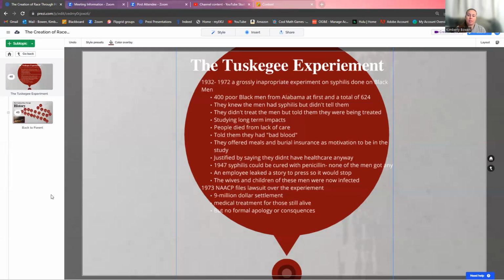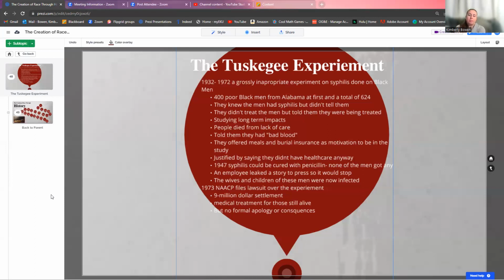The NAACP ended up getting involved in filing a lawsuit in 1973 because a lot of the wives and children of these men were now infected as well. So it was not only affecting these men, but also their families and the connections that they had to other people.